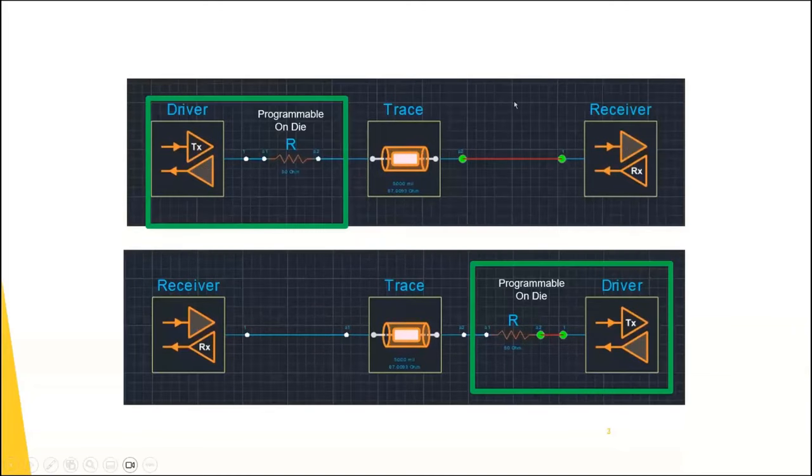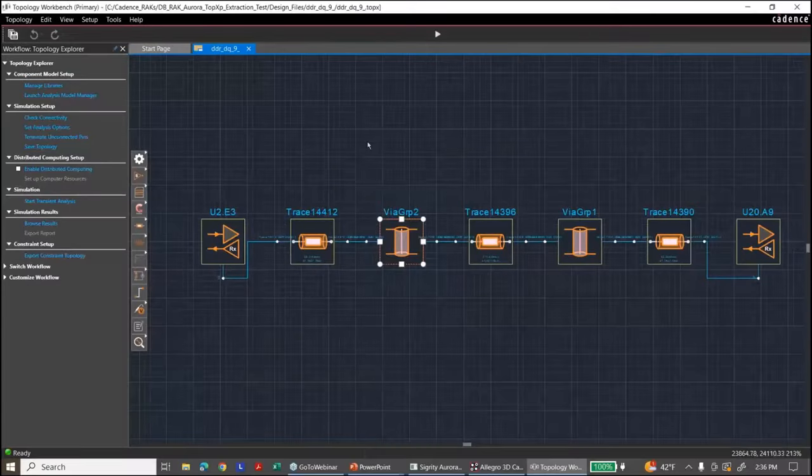The way that we accomplish this is by taking the termination resistor and putting it on the die and making it programmable. So when I'm actually going in DDR and I'm driving this particular signal here, I program this resistor to turn on as a termination resistor, go through the trace, and then go to the receiver. If I'm doing it the other way, I then program this, turn off the one on the receiver side, turn on the one on the driver's side, go through the trace and go to the receiver. Let's take a look at what those results look like.